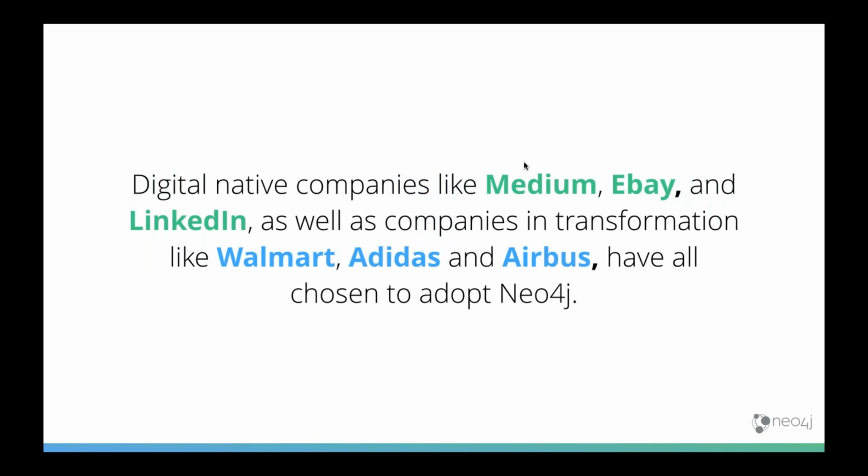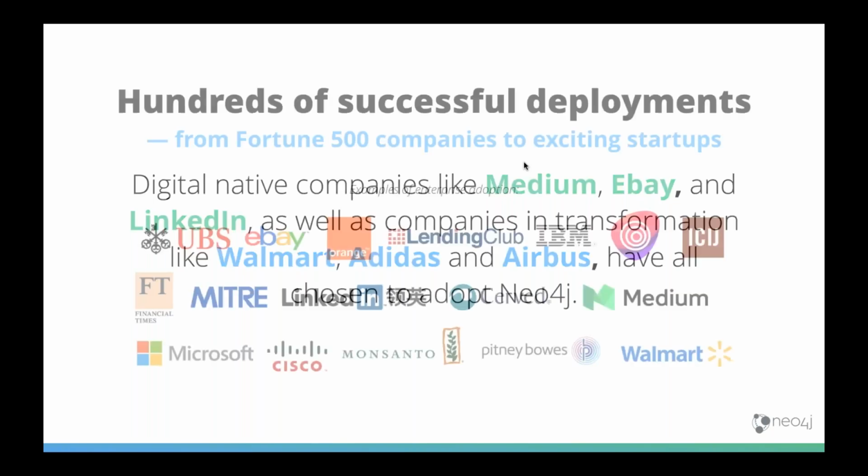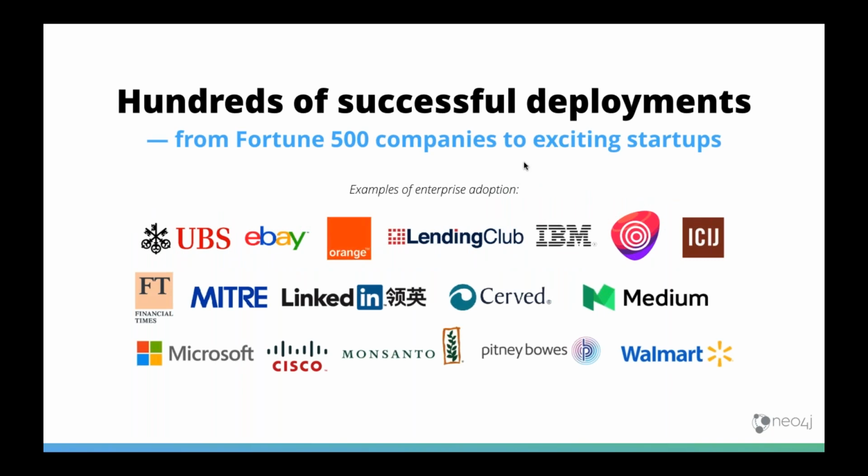So as I said before, we're trying to help people go from a more static approach to things to a more connected approach. And what's really fun is to see this in a range of different areas. So we have digital native companies like eBay and LinkedIn, but we also have brick and mortar, like Walmart and Airbus, that have chosen to use Neo4j. So hundreds of successful deployments from Fortune 500 to, as I said, very exciting startups. It's always fun to watch that develop.